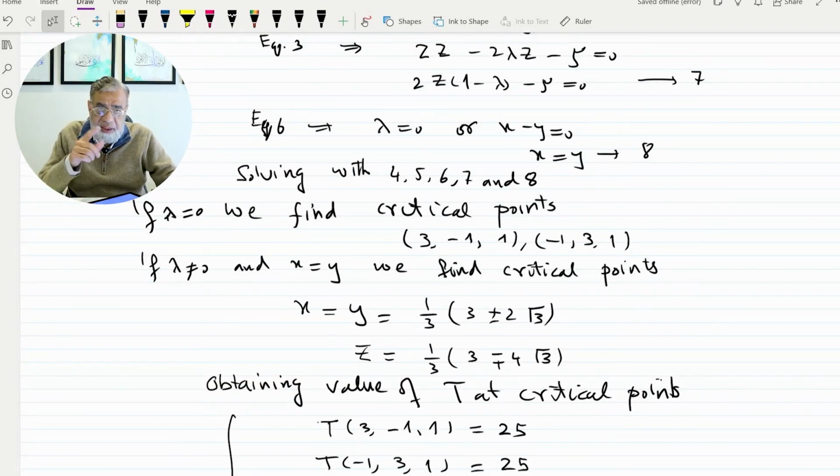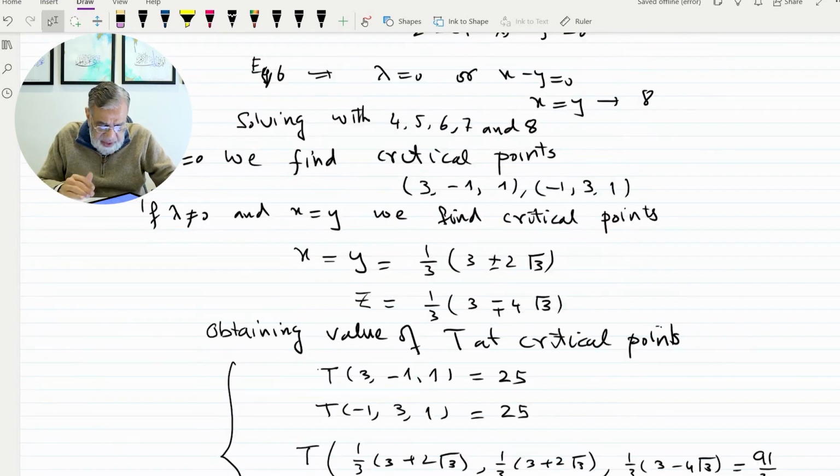Now we take the second one, x equal to y. Because x is equal to y, we get a point 1 by 3 into 3 plus or minus 2 root 3. And when we substitute, we find the value of z. Z is equal to 1 by 3 into 3 minus or plus 4 root 3. So we have two critical points when lambda equals 0 and two critical points when lambda is not equal to 0.